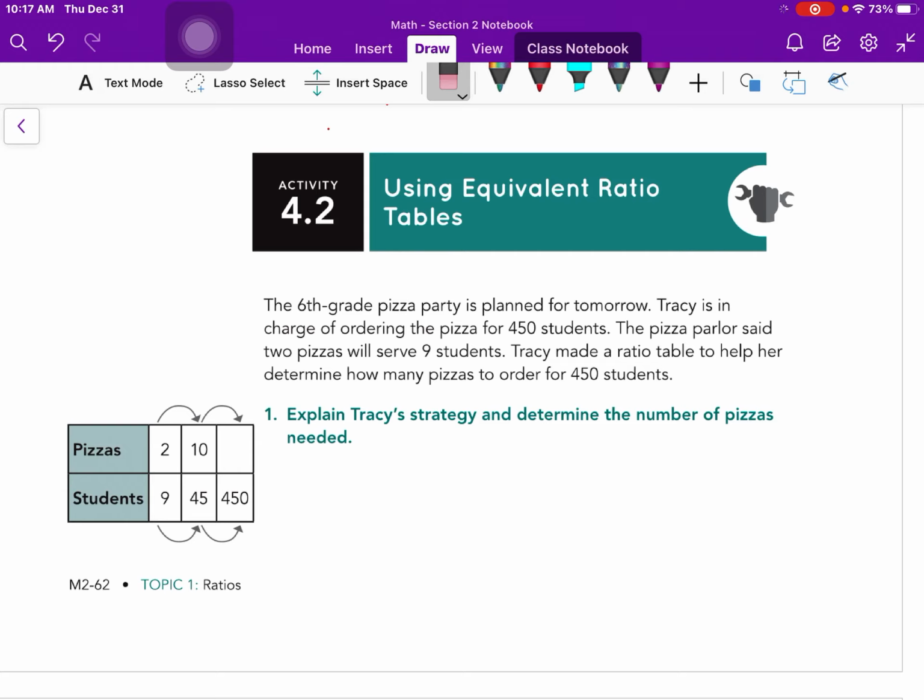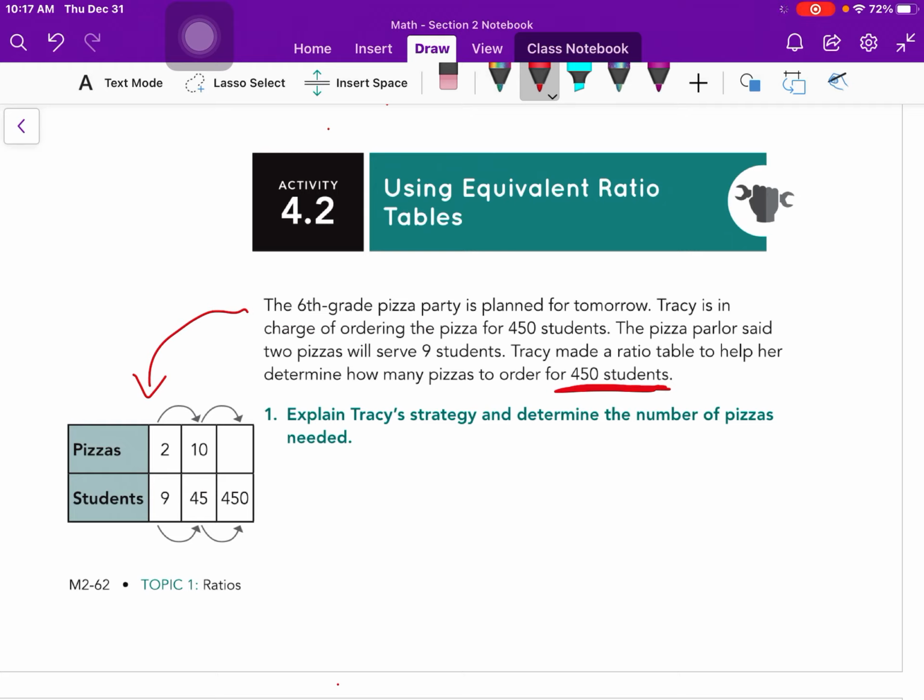All right, the 6th grade pizza party is planned for tomorrow. Tracy's in charge of ordering the pizza for 450 students. Pizza parlor said 2 pizzas serves 9 students. Tracy made a ratio table to help her determine how many pizzas to order for 450 students. That's a lot of kids. Explain Tracy's strategy and determine the number of pizzas needed.